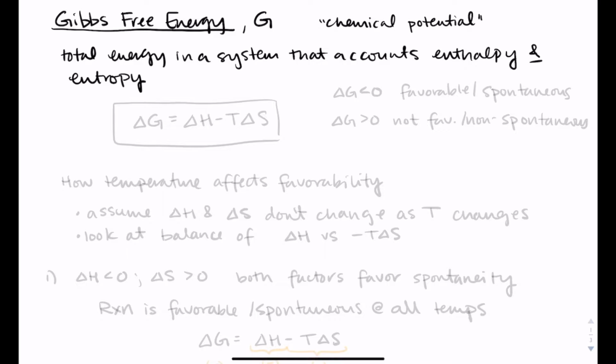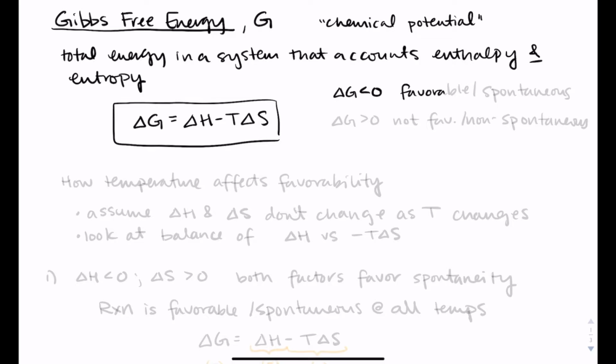So, this is the measure that we will use to determine favorability or spontaneity, and it has a combination of delta H and delta S. So, the equation that you will need: delta G equals delta H minus T delta S. This is on the equation sheet, but you will probably have it memorized because we are going to do a bunch of scenarios with it, and it will come back continuously throughout this unit.